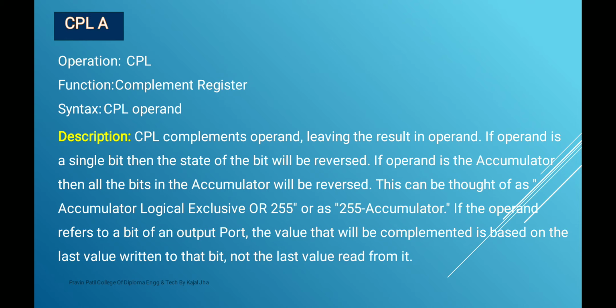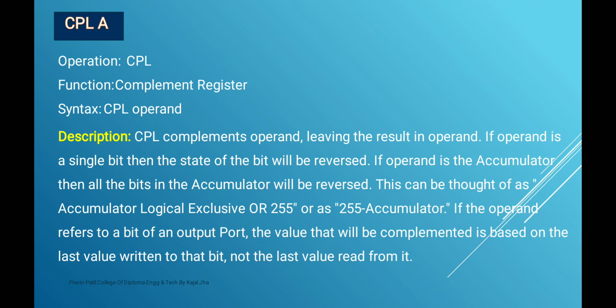CPL complements the operand, leaving the result in the operand. If the operand is a single bit, then the state of the bit will be reversed. If the operand is the accumulator, then all the bits in the accumulator will be reversed. This can be thought of as accumulator logical exclusive OR 255, or as 255 XOR accumulator. If the operand refers to the bit of an output port, the value that will be complemented is based on the last value written to that bit, not the last value read from it.